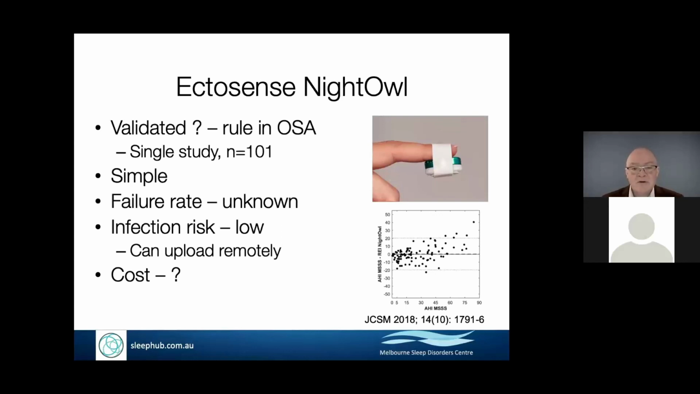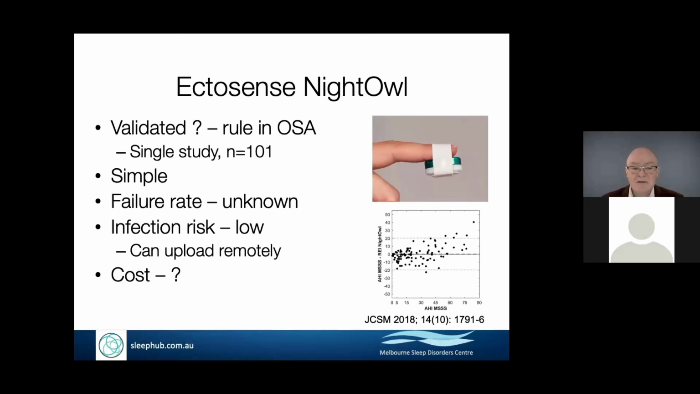But I think if you use this in a high pretest probability population to rule in sleep apnea, so you're looking at a high pretest of severe sleep apnea, I think then it's going to perform reasonably. The problem's going to be if you're trying to test too many mild patients and you've got a wide standard deviation, you may miscategorise patients.